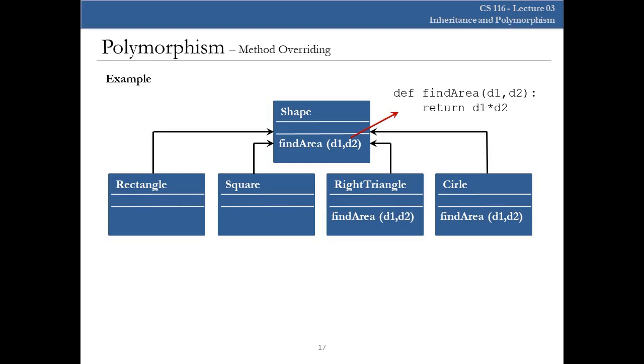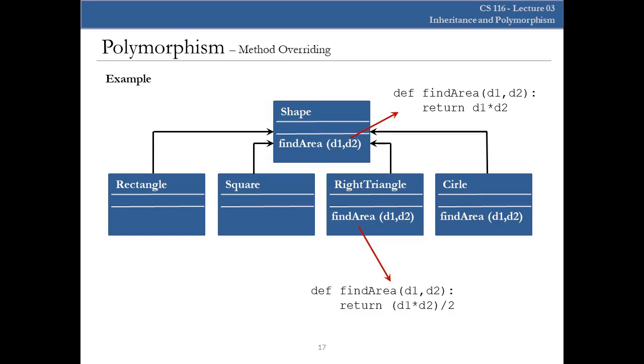Since we have given overriding implementations for these functions in these two subclasses, right triangle and circle, we can define them differently. This is the possible implementation for finding the area of a right triangle. I have tweaked the formula to d1 into d2 divided by 2. So if d1 equals height and d2 equals base, this will compute the area correctly.